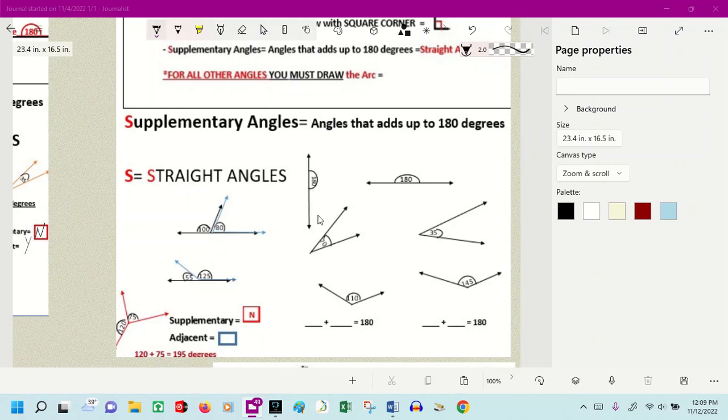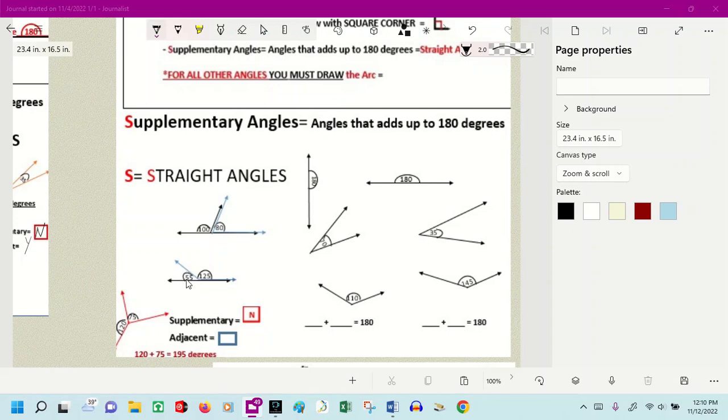Okay, and that's whether the straight line is straight up and down for vertical or whether it's horizontal or in any direction. If it's a straight line, that angle adds up to 180 degrees. Okay, now looking at these two, they are adjacent angles. Together, they do add up to 180. This is a 100-degree angle, and that is an 80-degree angle. Together, they add up to 180, so they are supplementary angles.